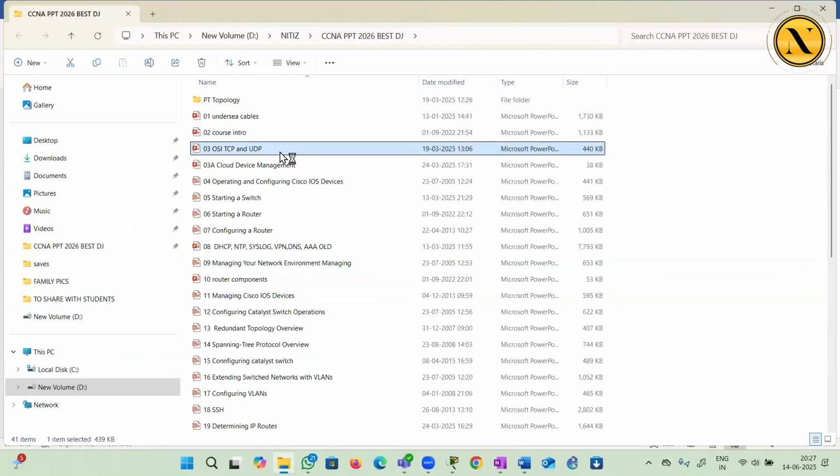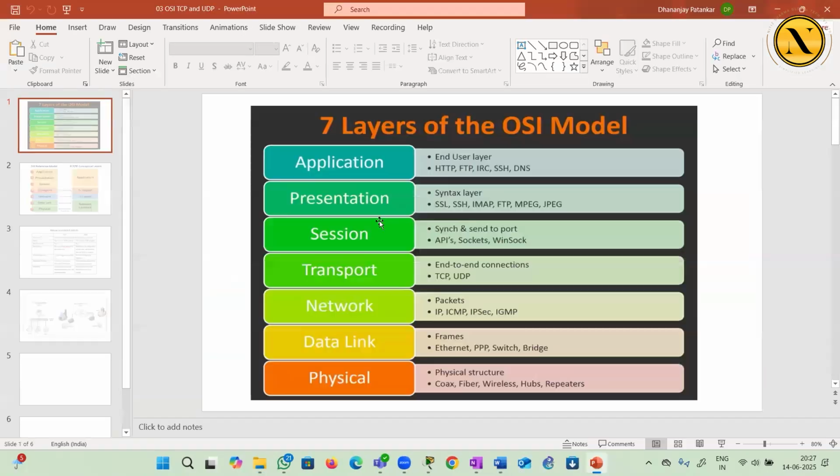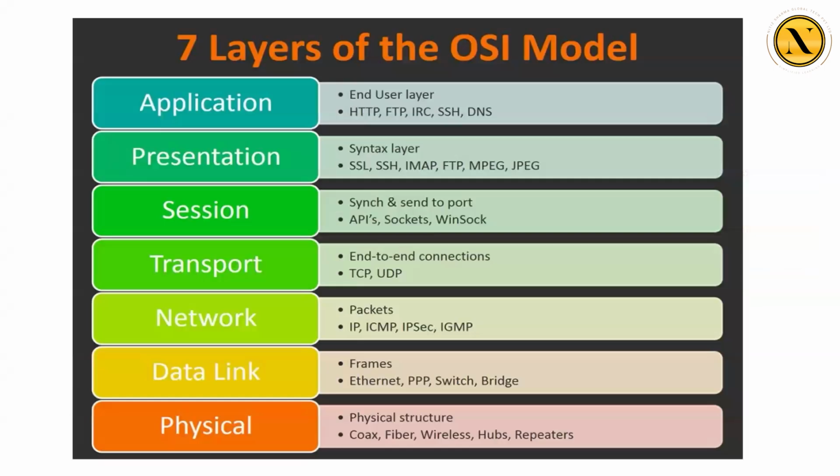TCP and UDP, have we done this? The differences between TCP and UDP? We have done theoretically the OSI reference model, right? Everything.